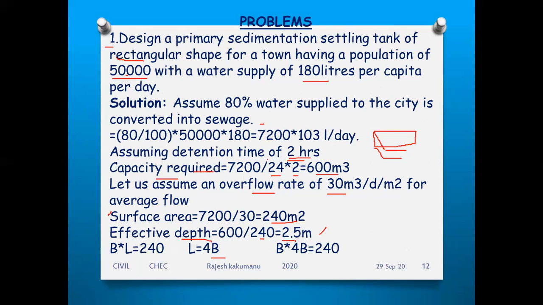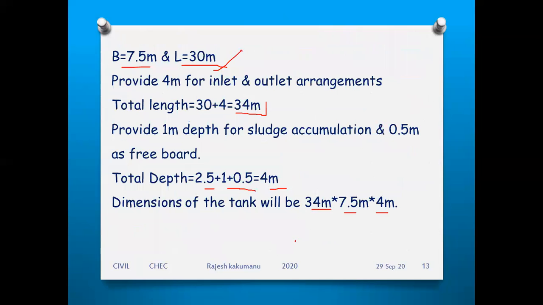Already the depth is there. Then what is the total depth? The total depth is equal to 2.5 plus 1 meter depth for sludge accumulation plus 0.5 meters freeboard. Therefore the total depth is equal to 4 meters. So then what are finally the dimensions of the tank going to be?